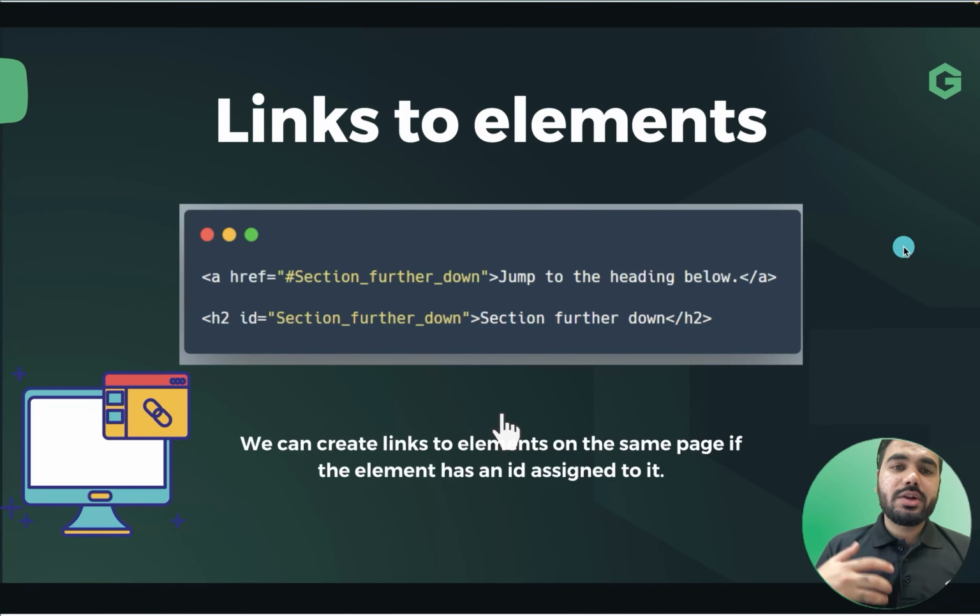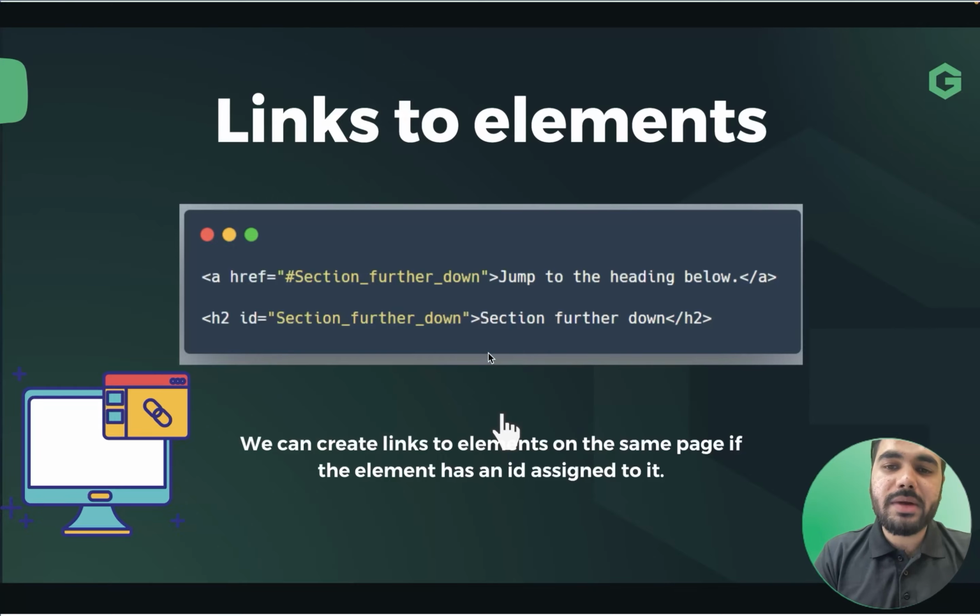Okay, so let's understand the new concept, links to elements. What we have to do here is we have some content and we provide an ID to it. And when I have another link with that ID using hash, whenever I click on this link, it jumps to the heading below, so it will redirect me to this part.